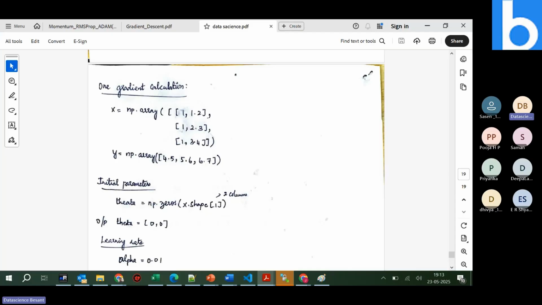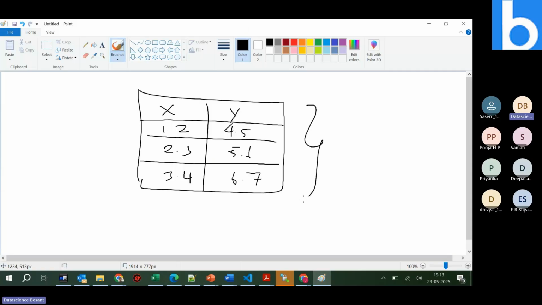NP means numerical Python, which is basically the NumPy library. Dot array. Under the NumPy library, we have the concept of array. And you might be asking, what is that 1, 1, 1? I'll tell what is the usage of that later. Just consider right now 1.2, 2.3, 3.4 as the independent variable, and the corresponding dependent variable for 1.2 is 4.5, for 2.3 is 5.6, for 3.4 is 6.7. This is the programmatic representation of the data. Understood?